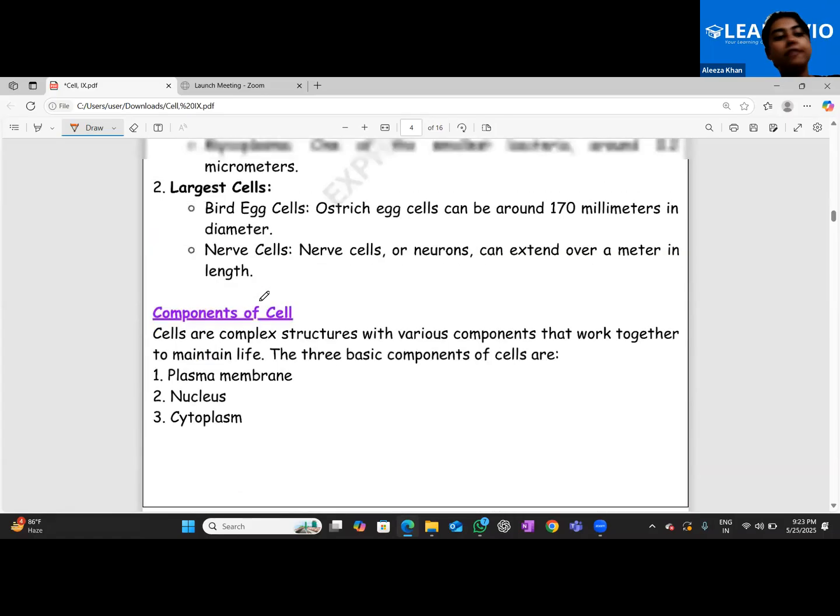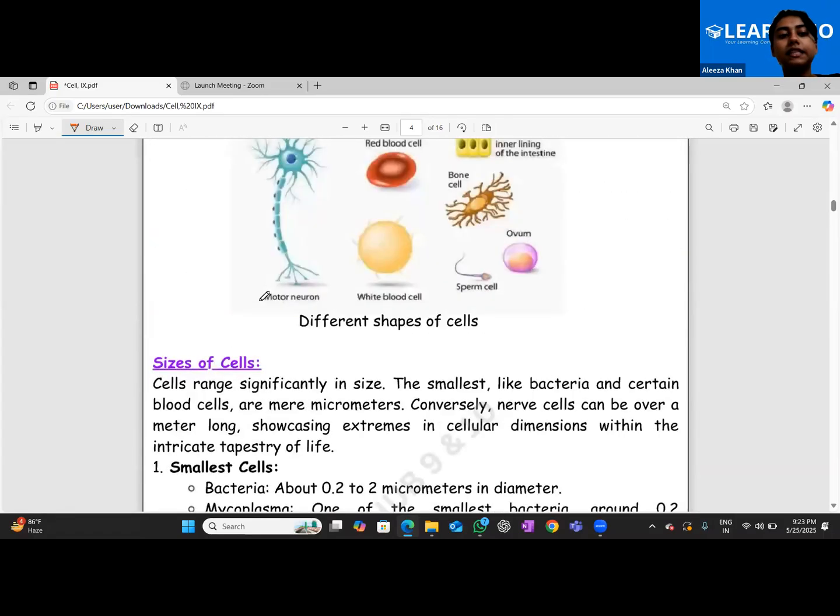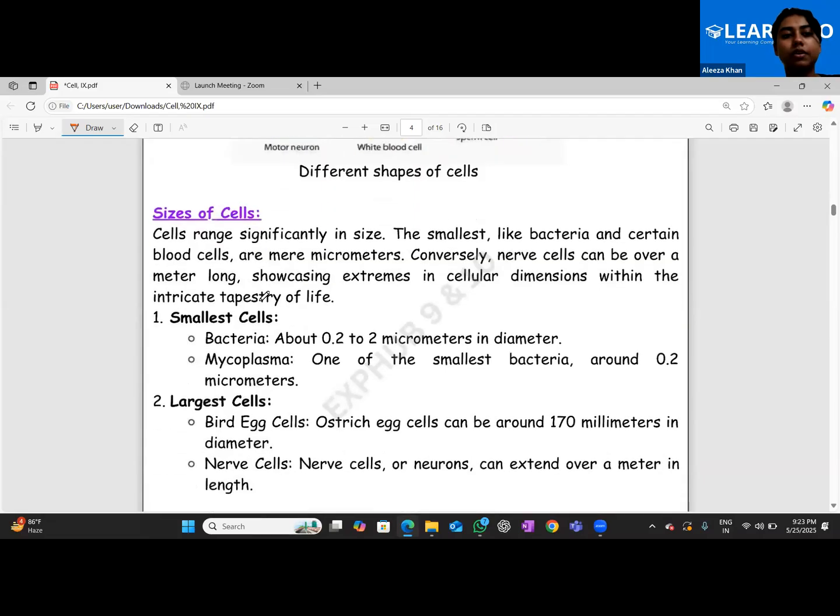Components of the cell we'll start in the next class. Let's discuss the size of the cells. Okay. So all the cells are same in size?